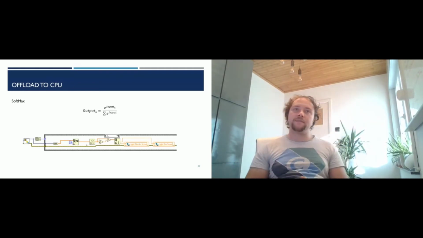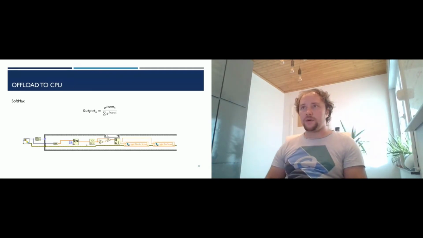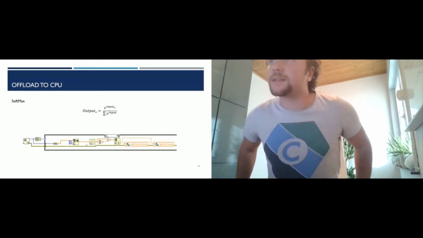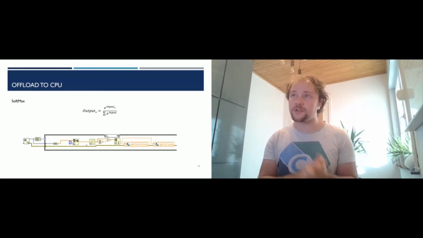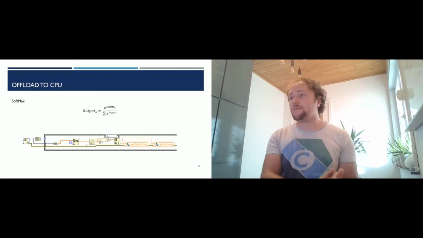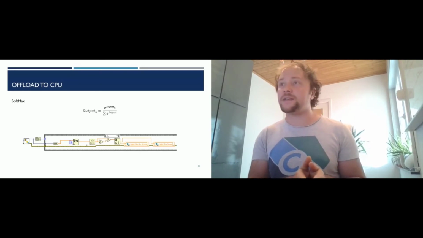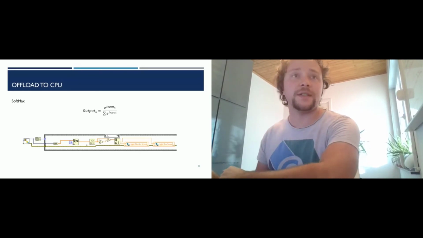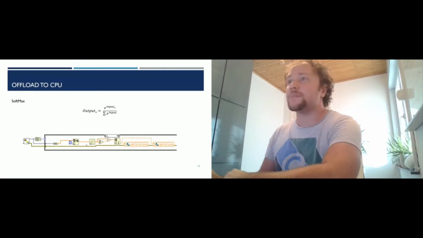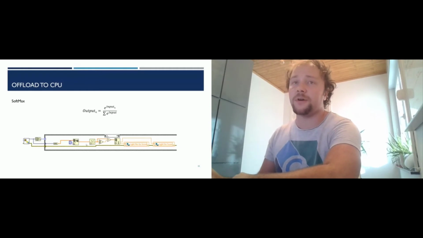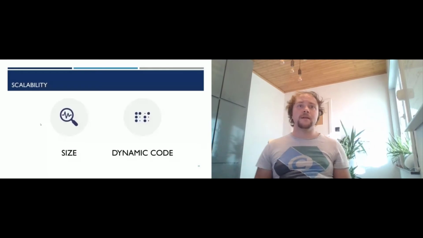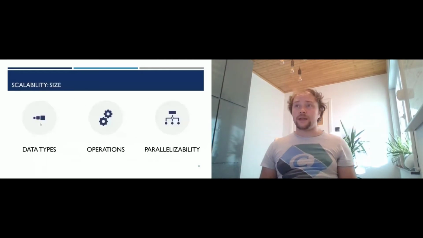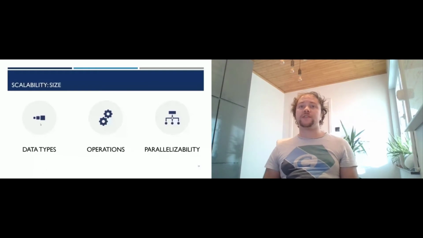So next up, scalability. As already stated, I had to optimize the neural networks to fit on the FPGA, and a lot of things that came out of that I put in this part of the presentation. I'm going to look at size considerations, which is pretty standard, and also at dynamic codes, how to change the behavior of our FPGA on the go and to optimize our hardware resources. I split scalability up into three elements: data types, operations, and parallelizability.